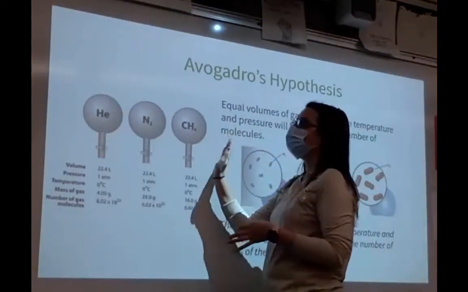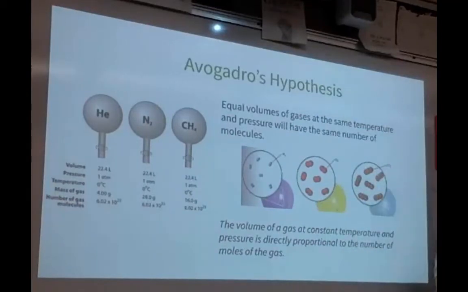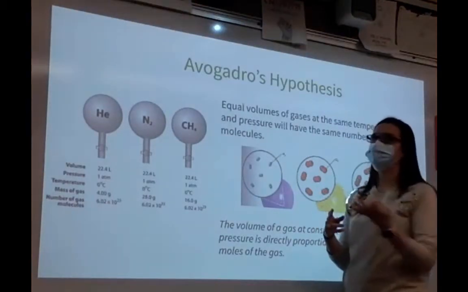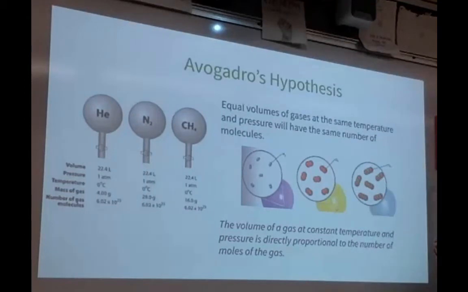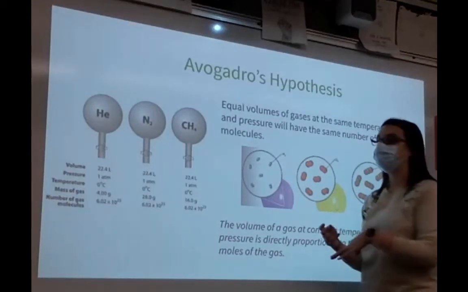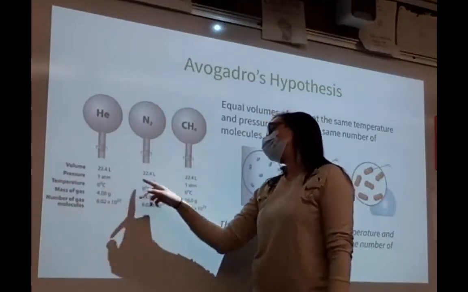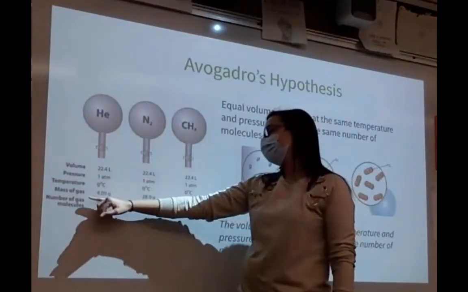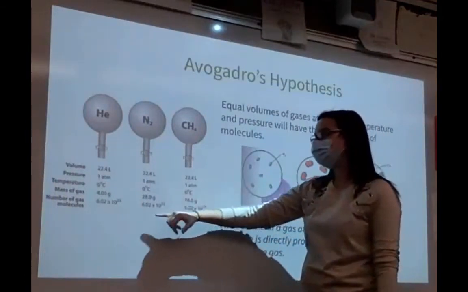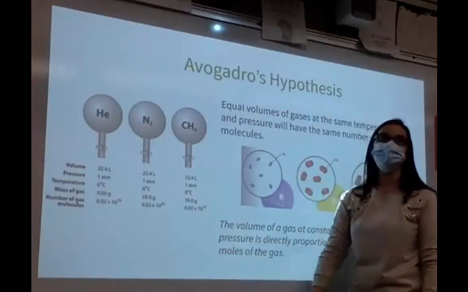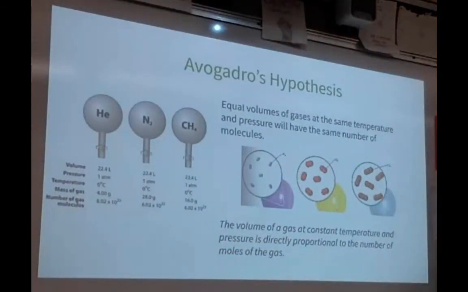This we'll talk about a little bit more tomorrow when we look at the ideal gas law, because that's PV equals nRT. So if P, V, and T are all equal, n must also be equal. And so here it shows they're all equal volumes, equal pressures, equal temperatures. Even though the molar masses are different, they all have the same number of molecules. They're all at 1 mole.